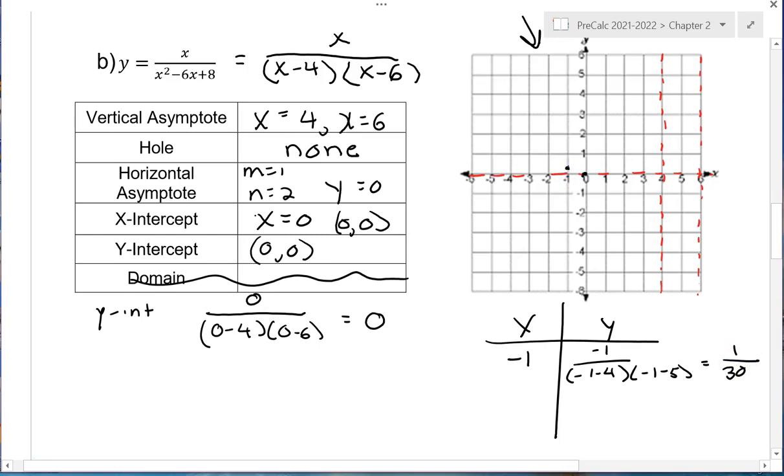Let's get a +1. So 1 over 1 minus 4 times 1 minus 5. I get 1 over 3 times 4, 12. So over here, it's a little bit higher. So this looks like it's doing something like this.